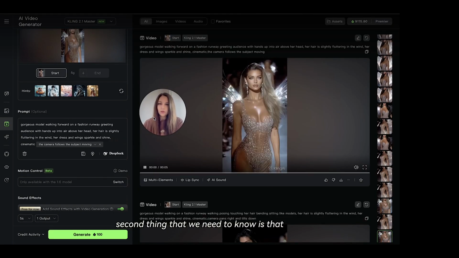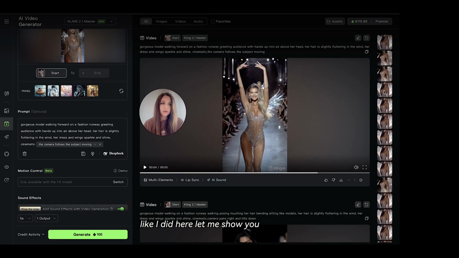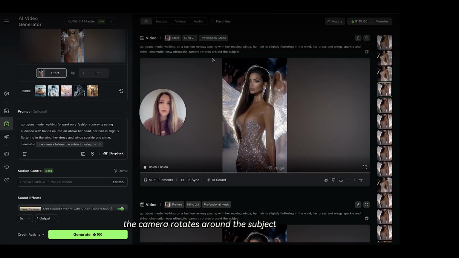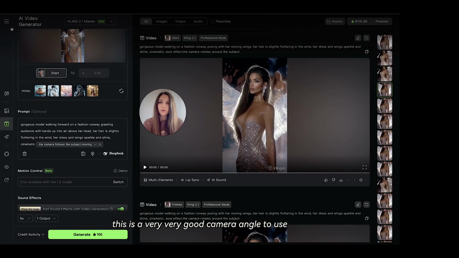Second thing that we need to know is that when you actually want your camera to move around, like I did here, let me show you, the camera rotates around the subject. This is a very, very good camera angle to use, but you can't use it all the time. So my personal secret that I share with you is don't do absolutely boring stuff, meaning don't overuse one or two presets. So if a person, for example, just walks and then you need to show the second scene, my advice would be to change the preset.